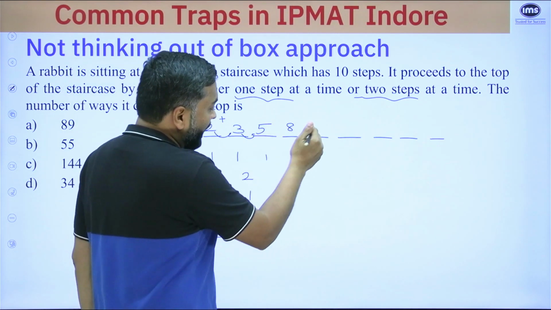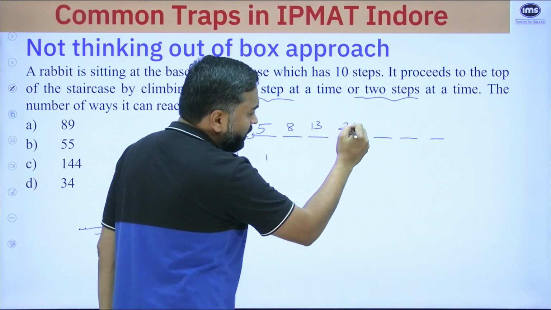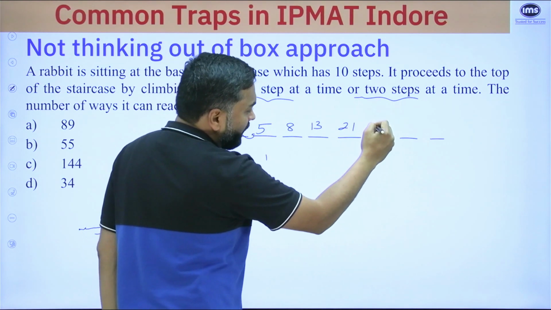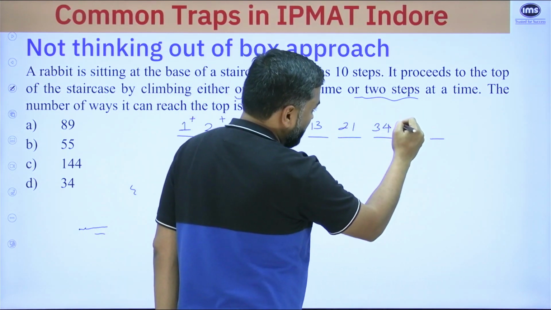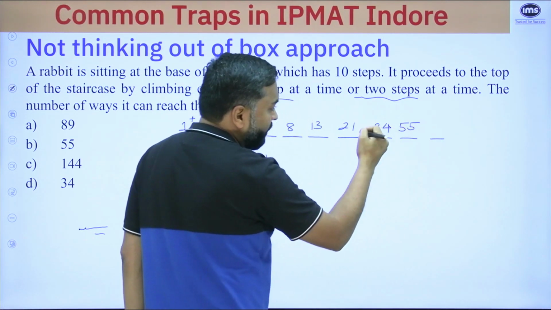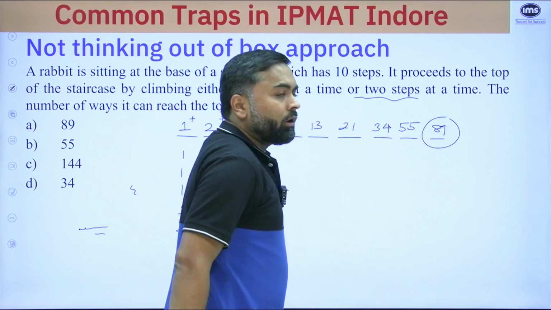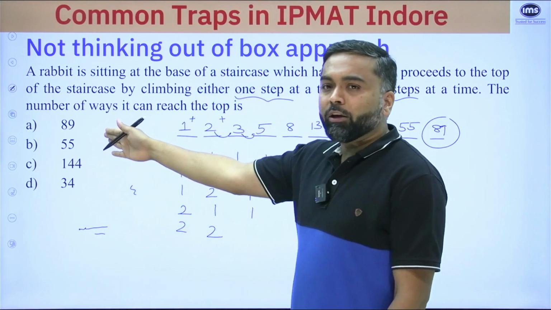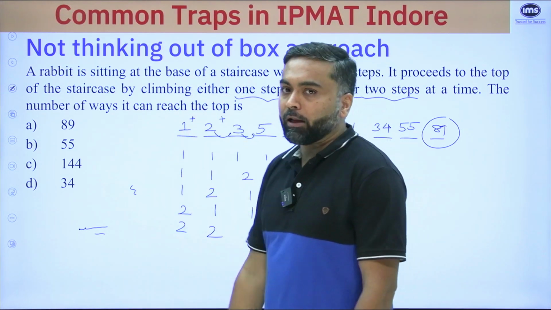And similarly now 5 plus 8 is 13. 8 plus 13 is 21. 13 plus 21 is 34. 34 plus 21 is 55, and 34 plus 55 is 89, and that's your answer. There are a total of 89 ways in which a rabbit can reach the top of the 10th step.